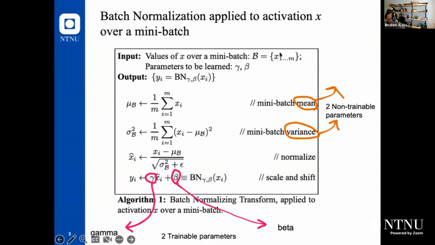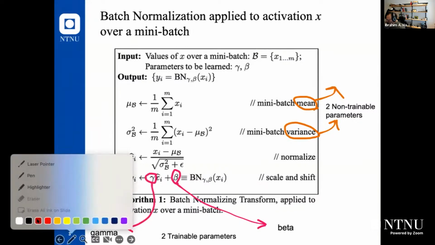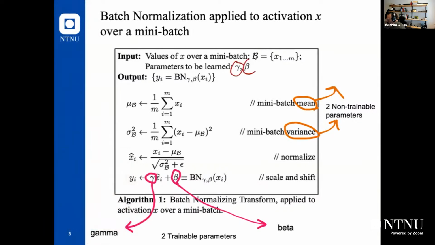And we have two parameters in this batch normalization which we need to learn: gamma and beta. We will work over a mini batch of size M, so the output will be Y, the batch norm of Xi over gamma and beta.